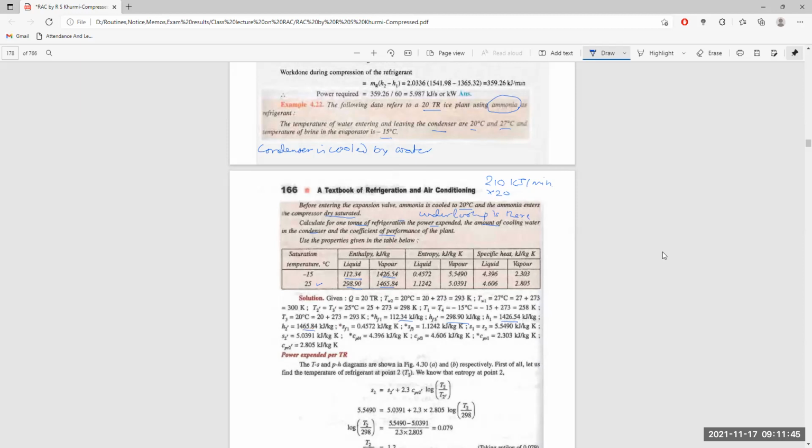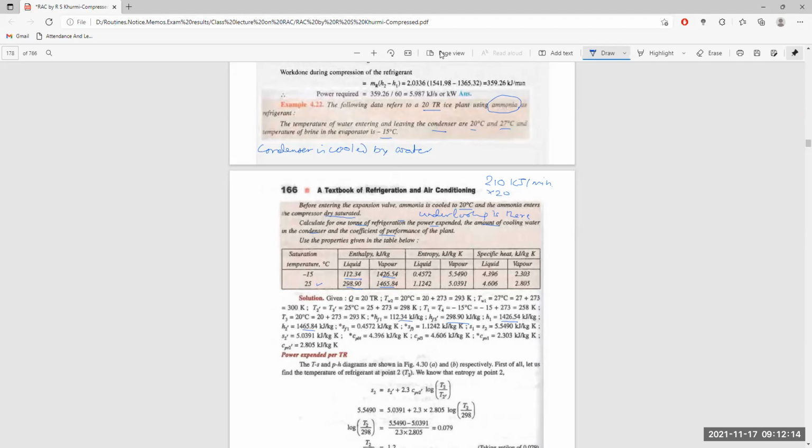Next comes the entropy. Entropy at the point 1 in fluid state is given as 0.45772, and that at the point 3, means at the entrance of the expander, is given as entropy 0.45452.